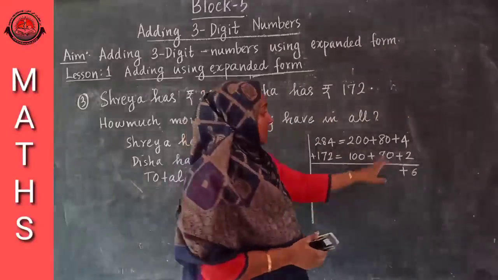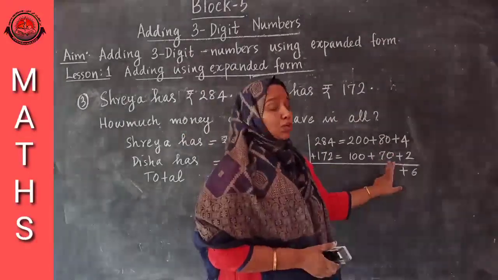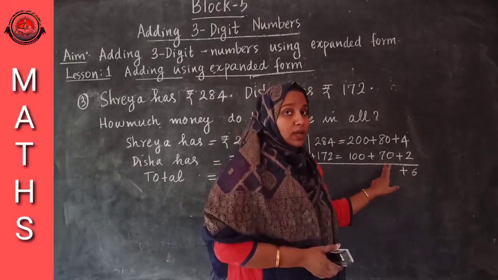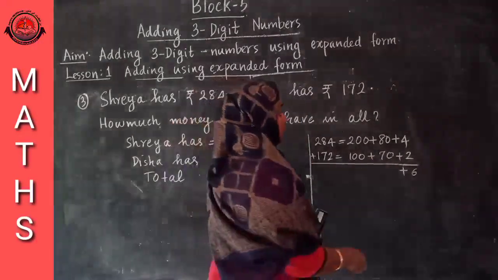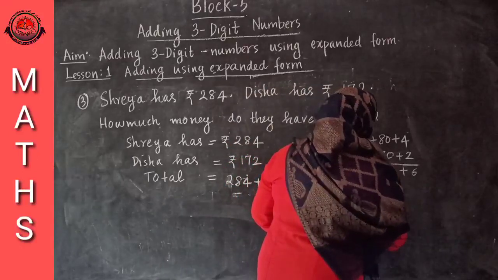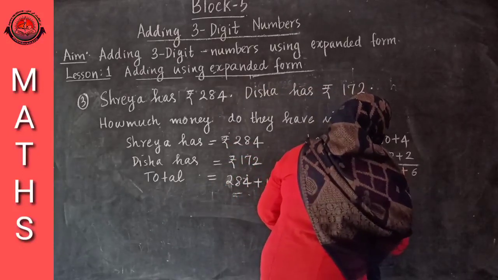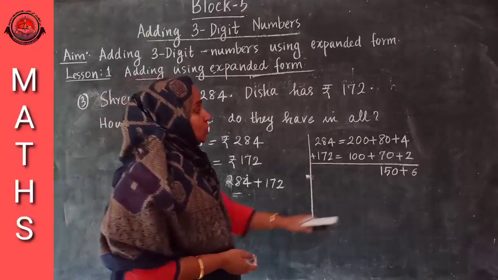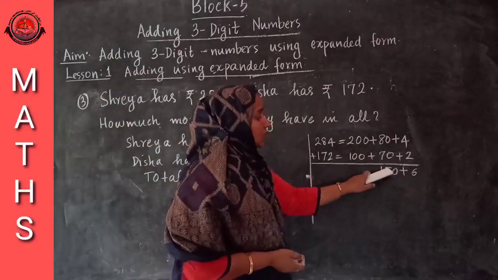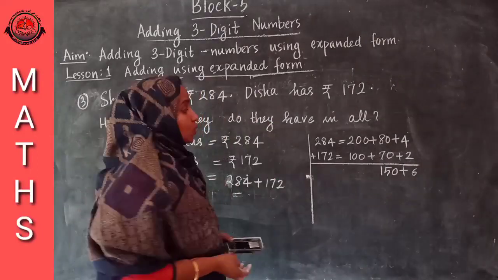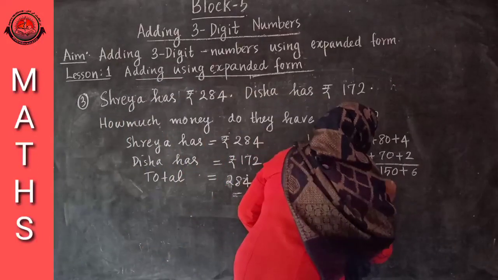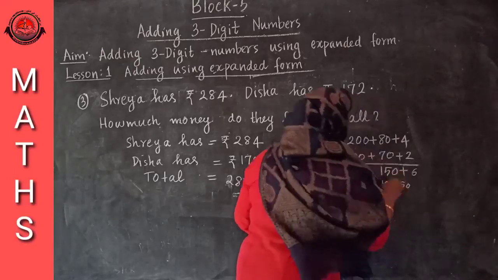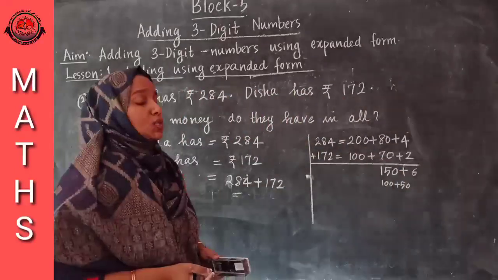Then what is 80 plus 70? You do 8 plus 7. What is 8 plus 7? It is 15. So, we get the answer 150. So, children, this 3-digit number came here. So, what we have to do? We should expand it into 100 plus 50. 150 equal to 100 plus 50.